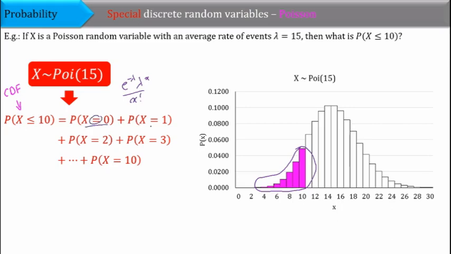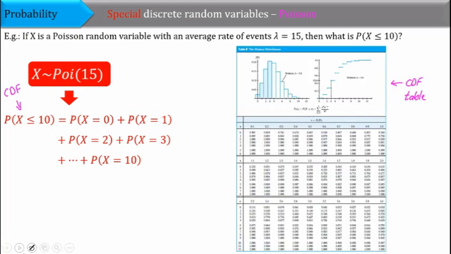Each of these means a PMF calculation for each one of these. But now instead of doing that, we can revert to our Poisson tables. Now for my example, I'm using a CDF table. We also get PMF tables, but mine is a CDF. So this is very similar to what we had for the binomial.